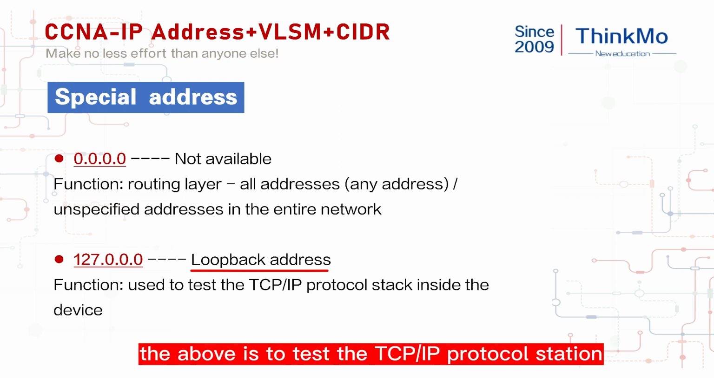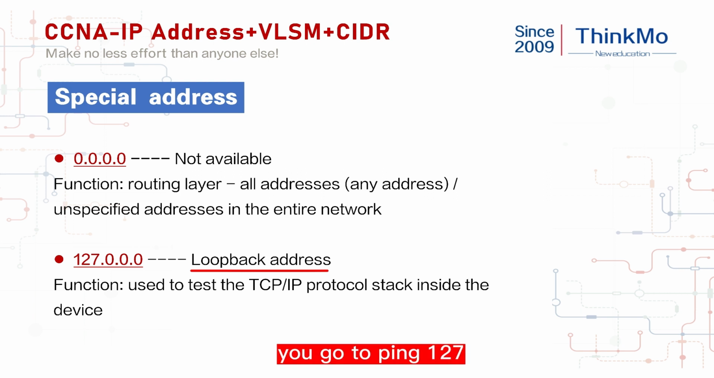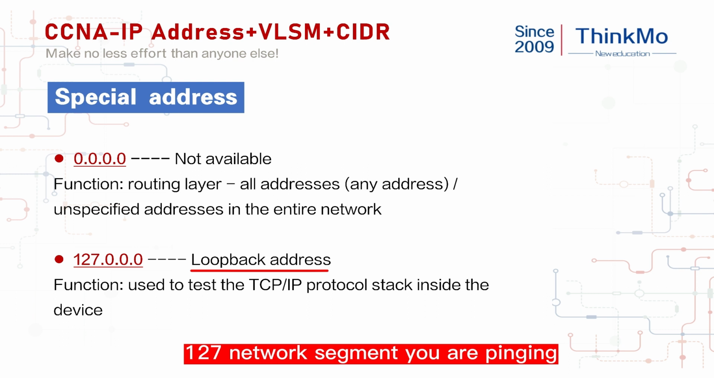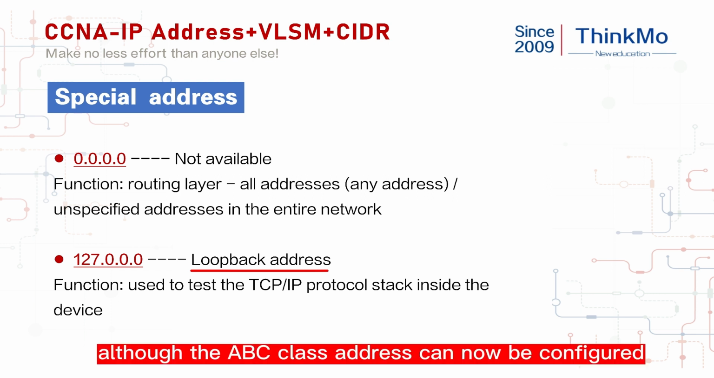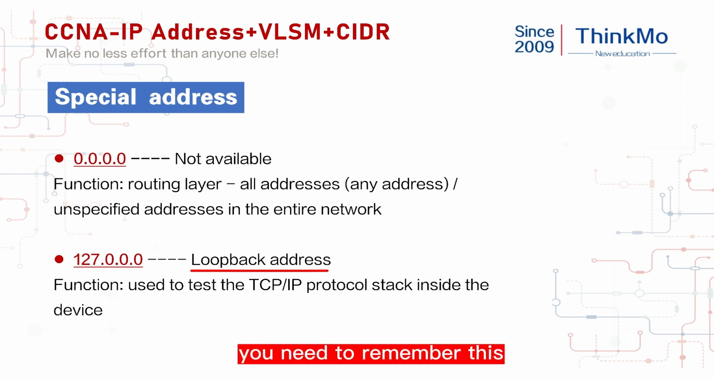The above is to test the TCP/IP protocol stack. When you have installed TCP/IPv4, you ping 127. No matter which address on the 127 network segment you ping, from 127.0.0.1 all the way back, it can be pinged. It tests the underlying protocol. So you will find that although ABC class addresses can be configured, there aren't actually that many addresses available. Class A addresses are available from 1 to 126. You need to remember this.